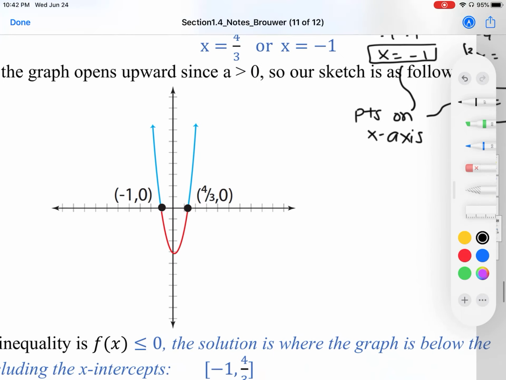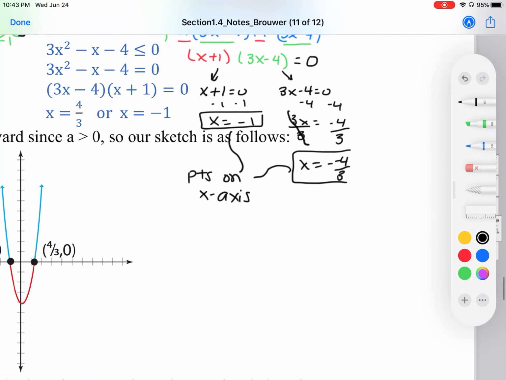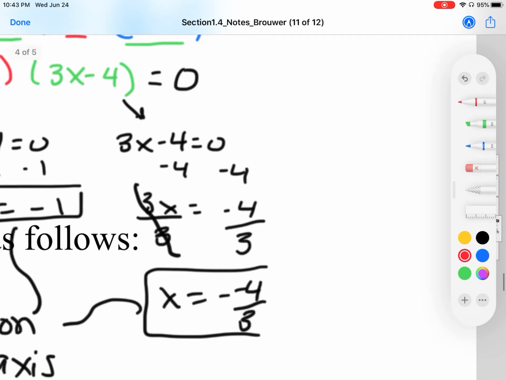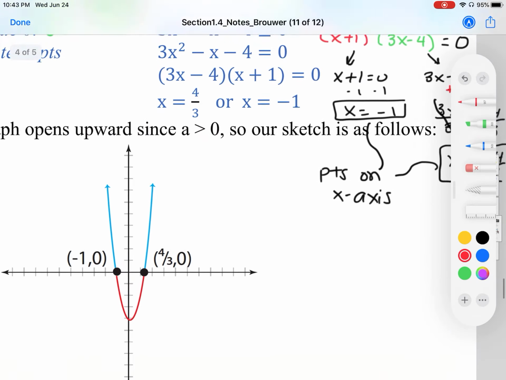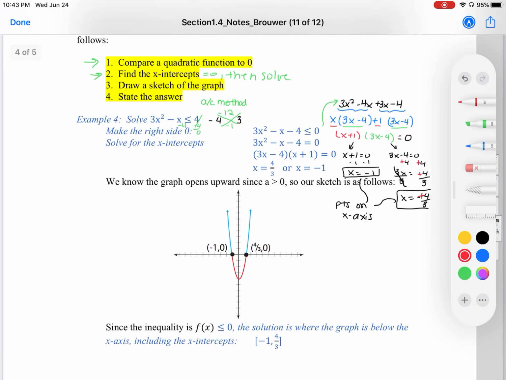Let's plot our points. So here we have them. Oh, I made a mistake. Here, because I have negative 4, I had to add 4, not subtract. And therefore, my answer was a positive 4 over 3. All right, now we have what is in our graph.